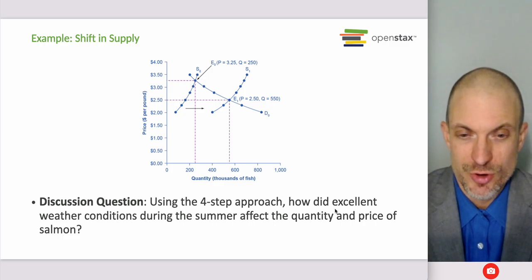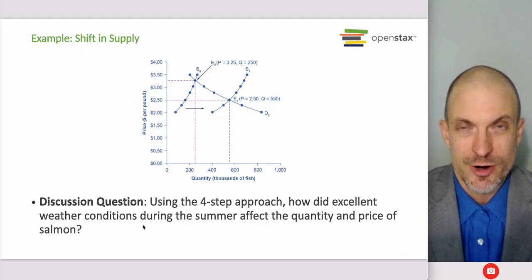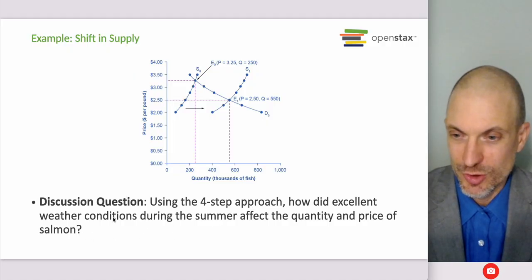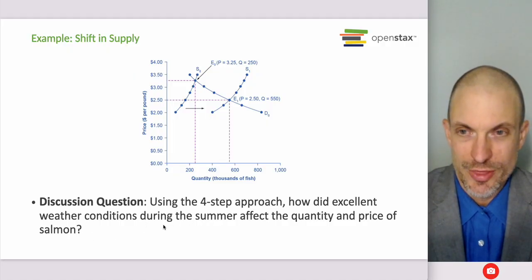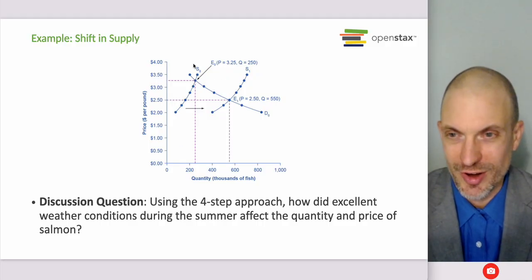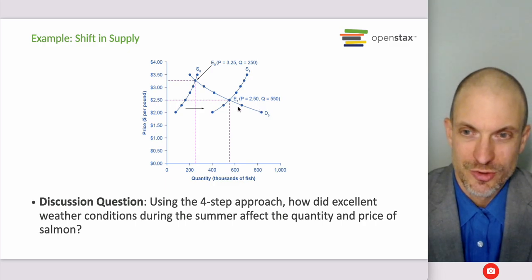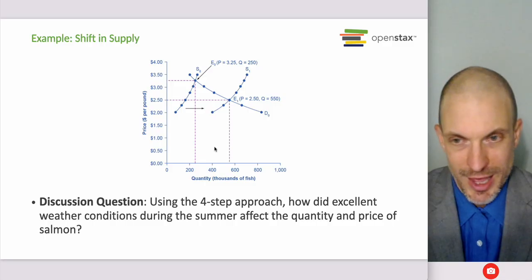Using the 4-step approach, how did excellent weather conditions during the summer affect the quantity and price of salmon? Okay, so excellent weather conditions during the summer, better weather, is going to cause an increase in supply, right? Increase in supply means we're flooding the market. So we're going to get a lower price and a higher quantity. Sure enough, we'll represent this with a rightward shift to supply. We'll start at S0, we'll go to S1. We leave demand where it is. So other things equal, we're not changing demand. Demand is invariant because this is affecting supply, not demand.